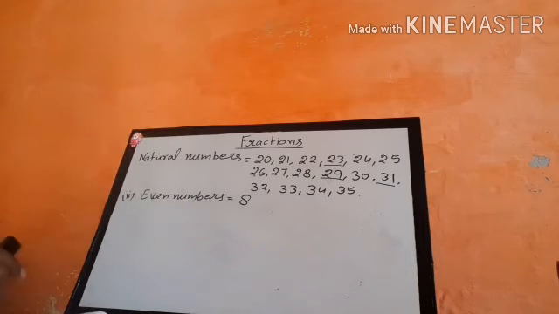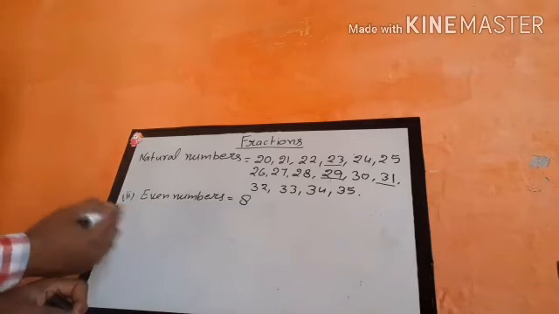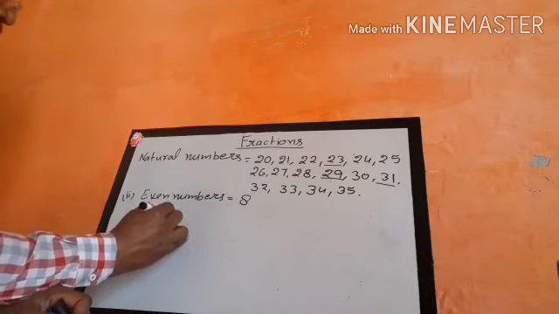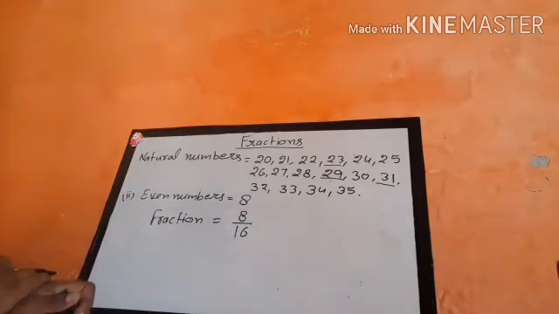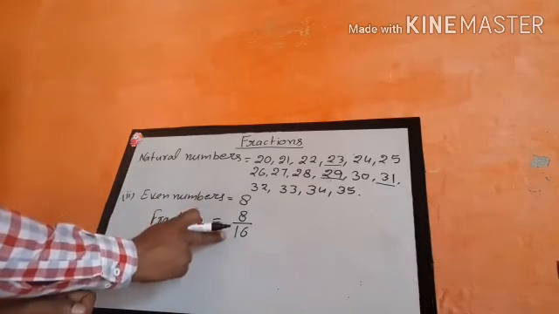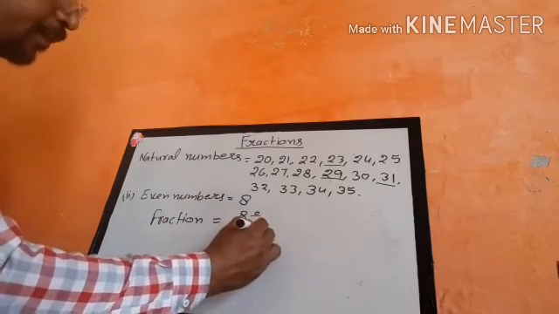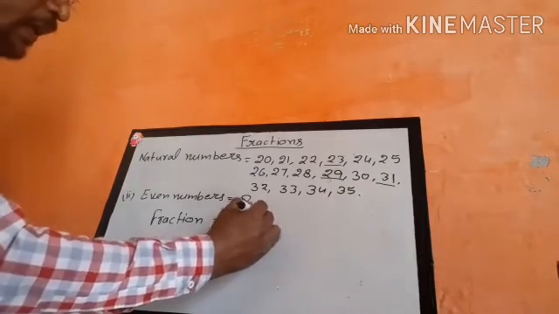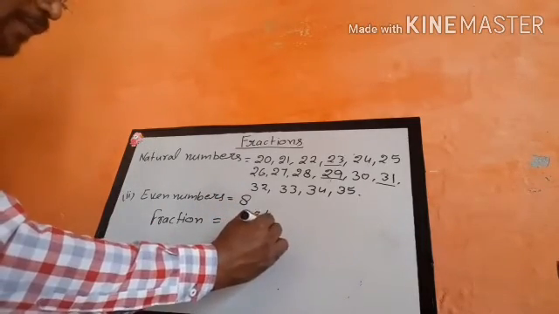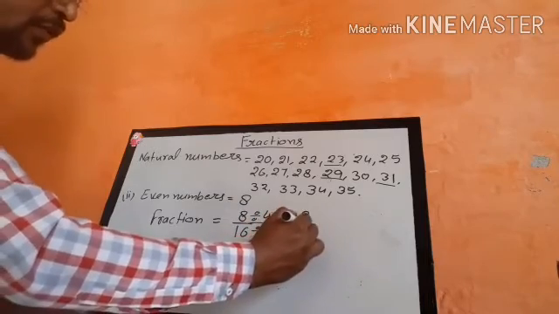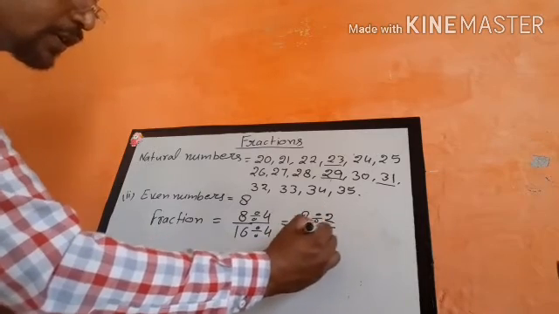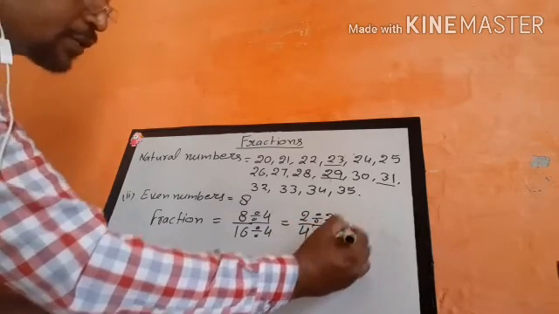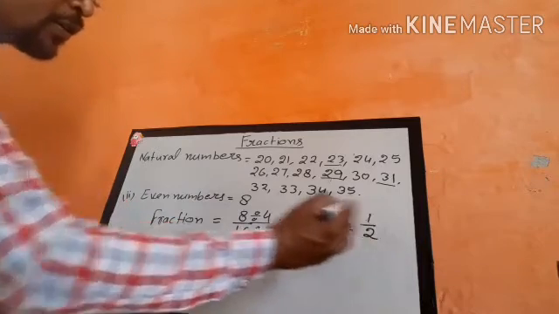So here the total number of even numbers is 8 and total numbers are 16. So the fraction will be 8 upon 16. Here 8 and 16 are divisible, so divide them by their common factor, that is 4. So 4 twos are 8 and 4 fours are 16. Again it is divisible by 2, so divide both numerator and denominator by 2. You will get 1 upon 2.